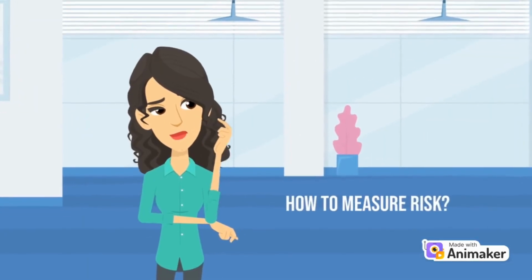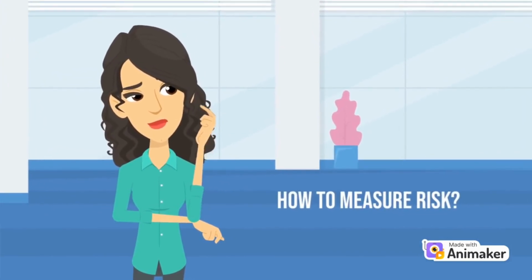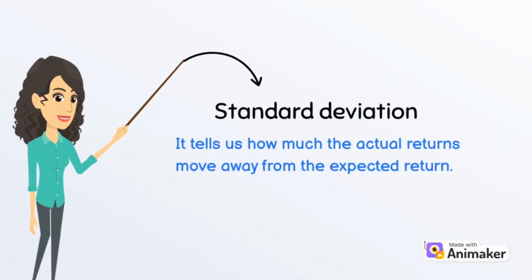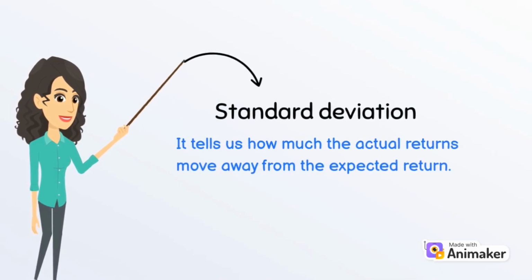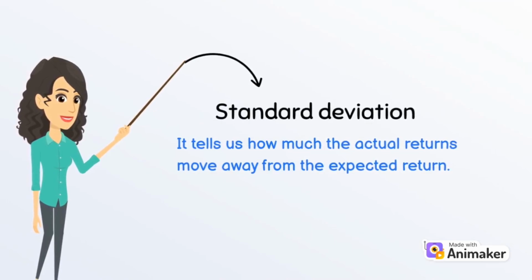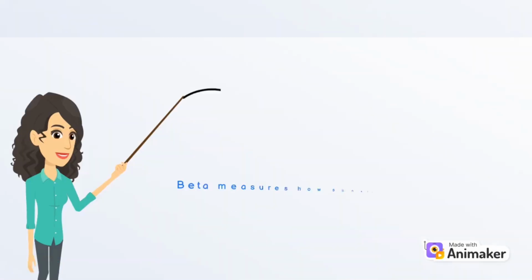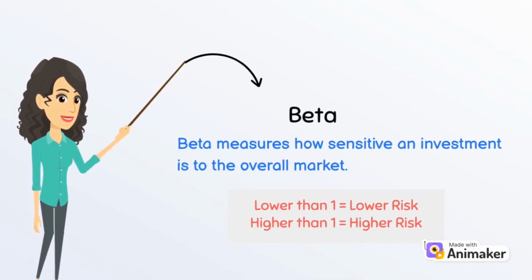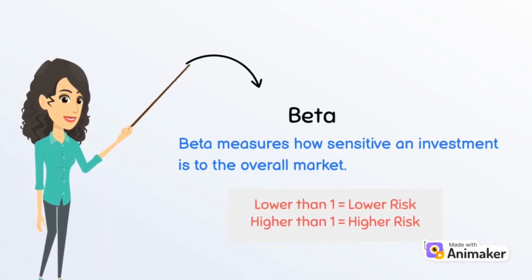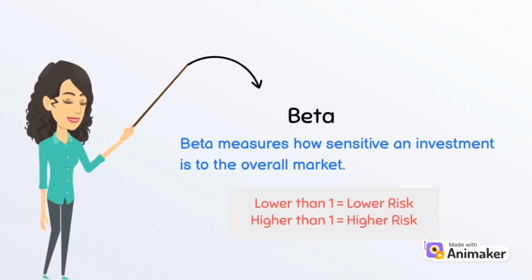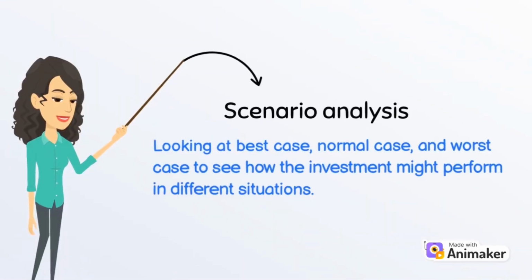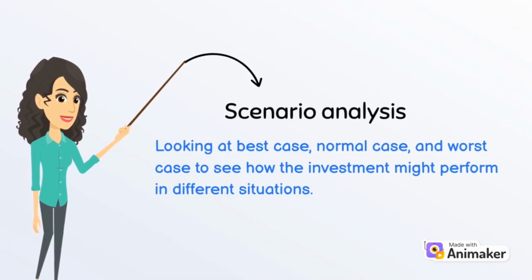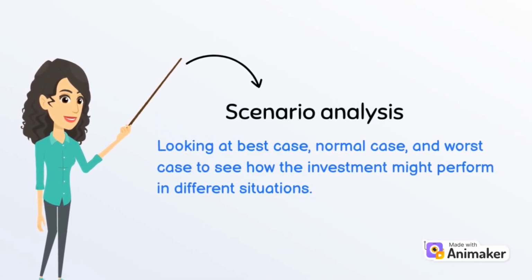When we measure risk in finance, we are basically checking how much an investment's return can change or fluctuate. The first tool is standard deviation. It tells us how much the actual return moves away from the expected return. If the return jumps up and down a lot, the standard deviation is high, meaning that the investment is riskier. The second tool is beta. Beta measures how sensitive an investment is to the overall market. If beta is lower than 1, it means lower risk, and if it's greater than 1, the risk is higher. We also use scenario analysis, looking at the best case, normal case, and worst case to see how the investment might perform in different situations.